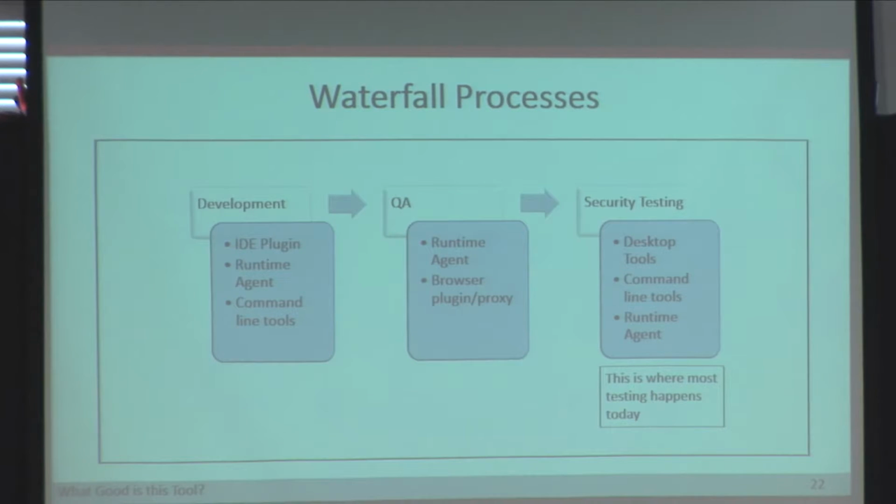So if you're using waterfall processes, I get the feeling that most people here are not. There's a lot of DevOps talks and everyone seems to be involved in that, so I'm guessing more people are agile. But if you're using waterfall processes, you could still stick tools in development. You could stick them in QA. Most people are just using them at security testing. You're using them as gates to elevate your applications into production.